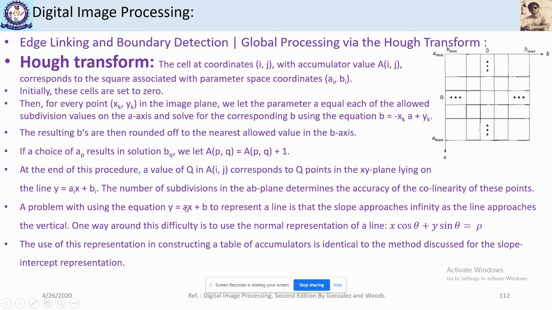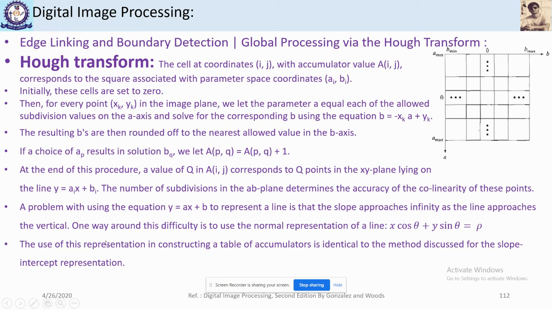Because this slope is what? It is tan theta, and if theta approaches 90 degrees, that means a normal to the x-axis, then that will give us an infinite slope, and in that case we will not be able to represent it using this equation. So what is done, this straight line is represented by this equation, x cos theta plus y sin theta is equal to rho. So we will understand first how a line is represented in this form, and then how this form can be converted into the parameter plane.